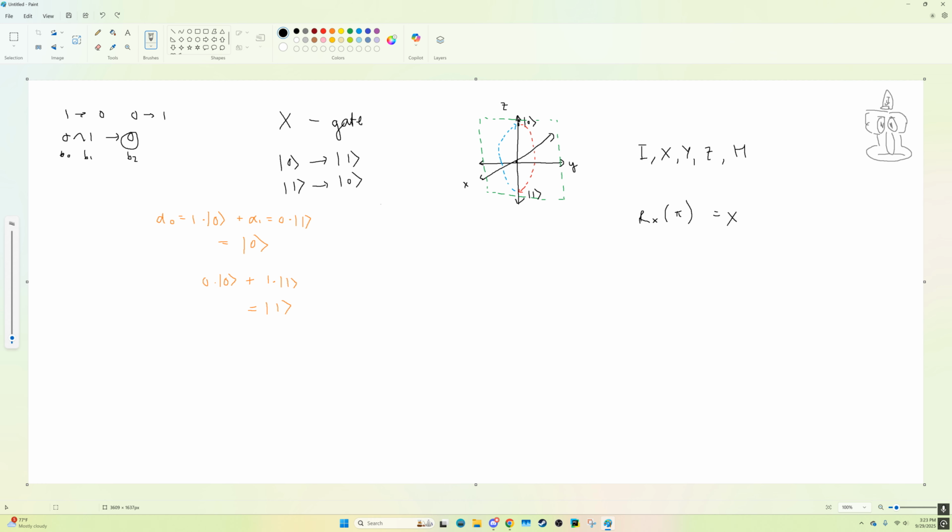Now, let us look at gate sequences. So remember when we're applying a sequence of gates, this is going to be a linear algebra thing. So if we start with some input right here, and we apply U1, then we apply U2, and then we apply U3 to get our output.